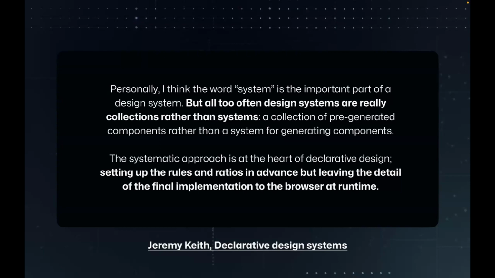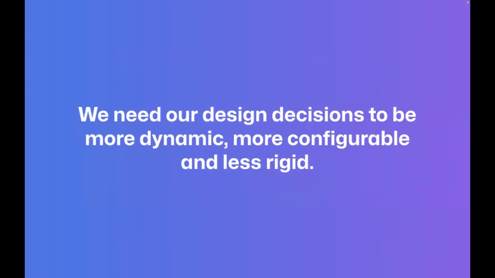He says, "Personally, I think the word system is the important part of a design system. But all too often, design systems are really collections rather than systems. A collection of pre-generated components rather than a system for generating components. The systematic approach is at the heart of declarative design, setting up the rules and ratios in advance, but leaving the detail of the final implementation to the browser at runtime." So we need our design decisions to be more dynamic. We need a more configurable and less rigid way.